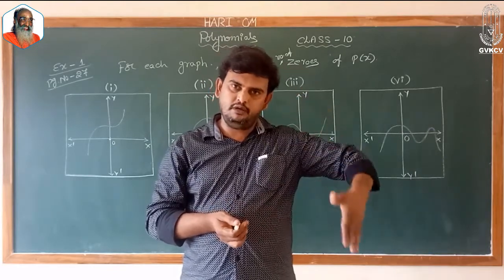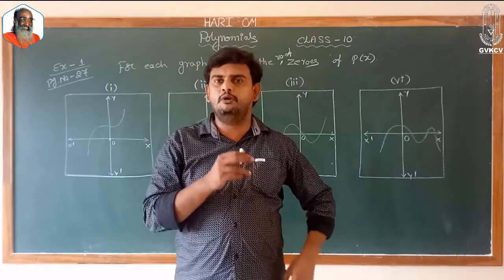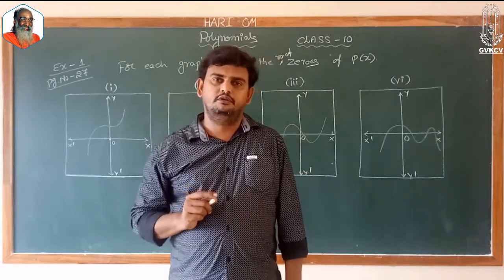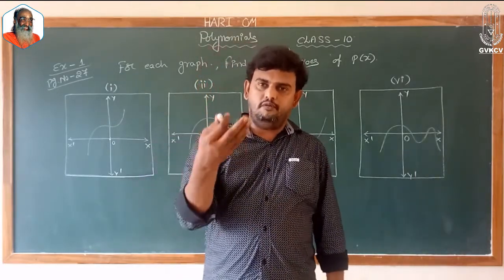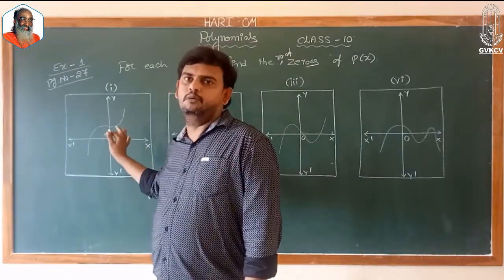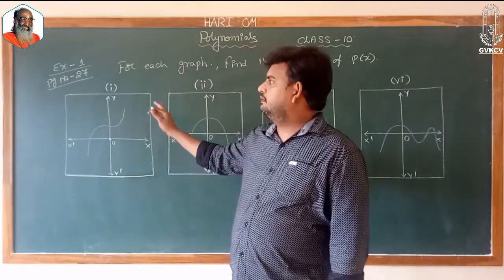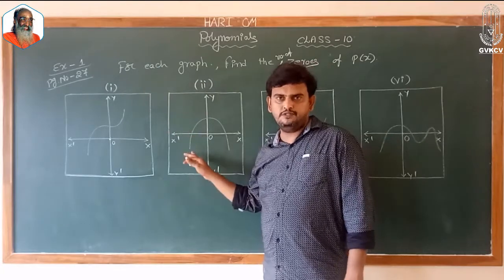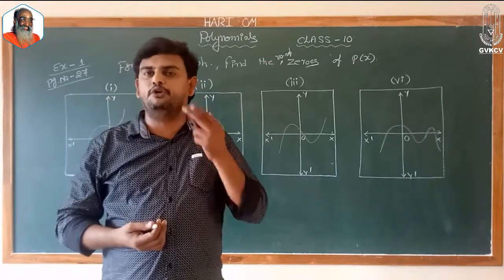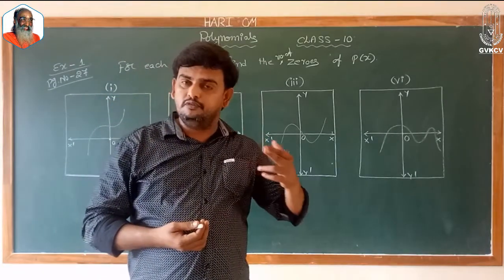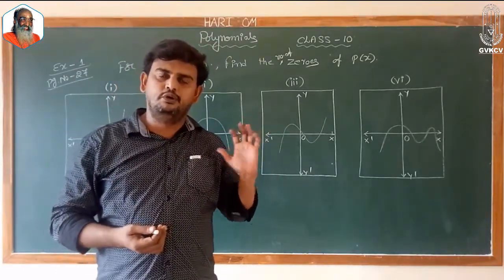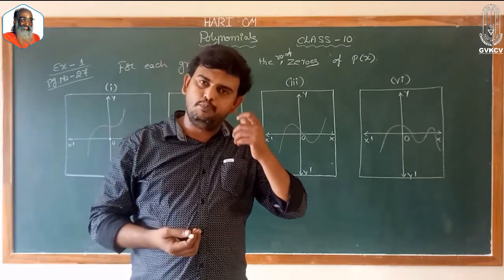For a linear polynomial, we have a straight line graph. For a quadratic polynomial, we have a parabola graph. For a cubic polynomial, we have a curved graph. That we know. Now, to understand that concept more, we are going to have one example problem. In this example, what is given? They have given some graphs, and we need to find the number of zeros of the given polynomial. We have six problems under this example. Today we are going to discuss four problems.